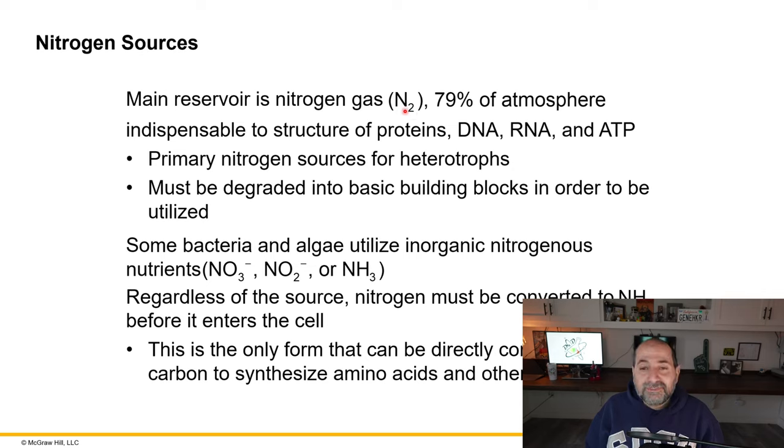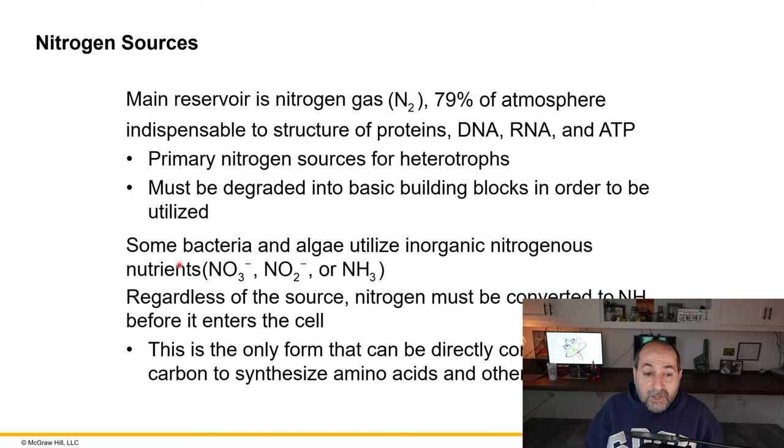Now, you and me, we obtain our nitrogen from our diet. We consume other organisms, so we're eating their proteins, their DNA, their RNA, their ATP, and that's where we source our nitrogen. And now, what about microorganisms such as E. coli? Where do they get their nitrogen from?